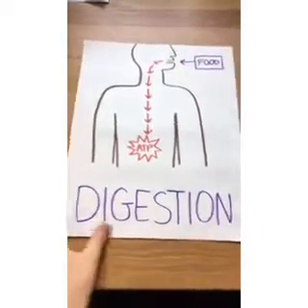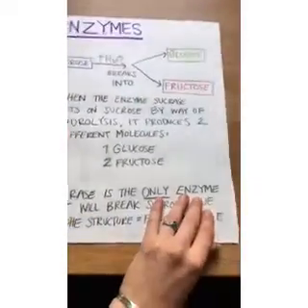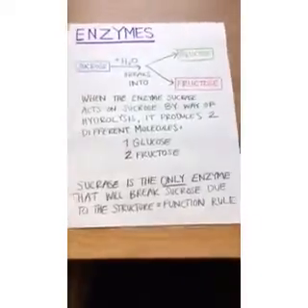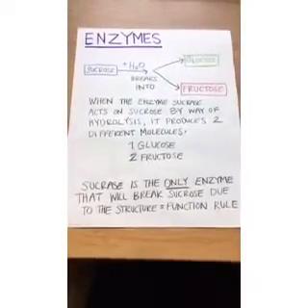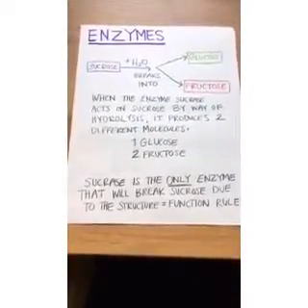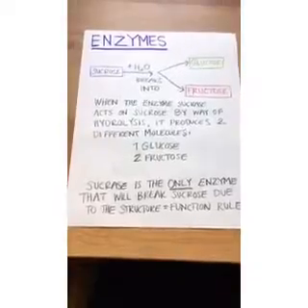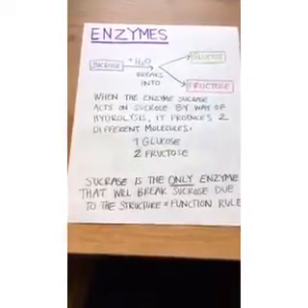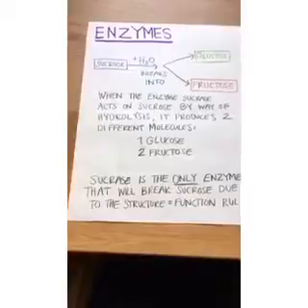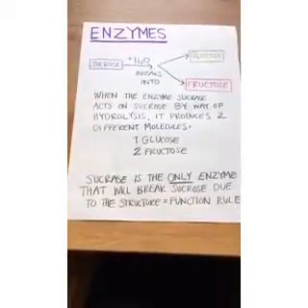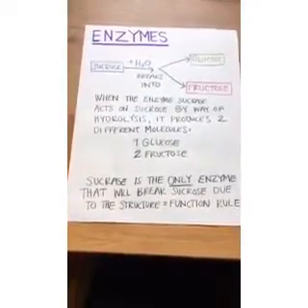If the enzyme is denatured by way of heat or a change in pH, it will no longer function properly. When the enzyme sucrase acts on sucrose by way of hydrolysis, it produces two different molecules. Sucrase is the only enzyme that will break sucrose due to the structure-function rule.